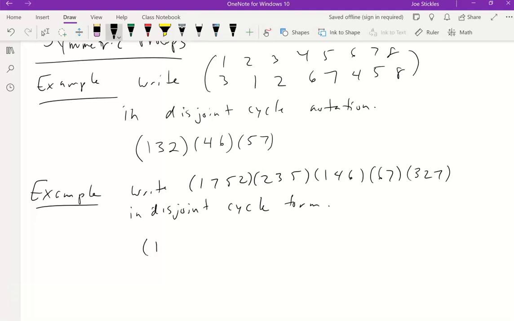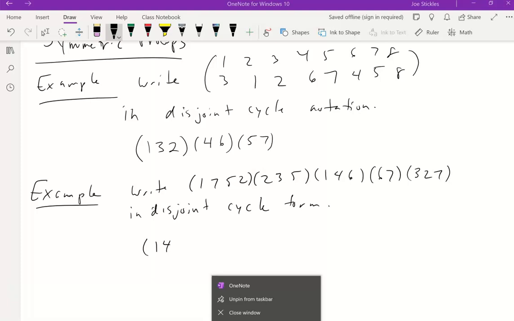I'd start with 1, since that's the first symbol that appears. Remember, again, when we do these, we work from right to left, right? This is function composition. Where does 1 get mapped to? 4. Good. The first time I get to 1 here is here. 1 gets mapped to 4. I take 4, and it doesn't get moved by anything else. So 1 gets mapped to 4.